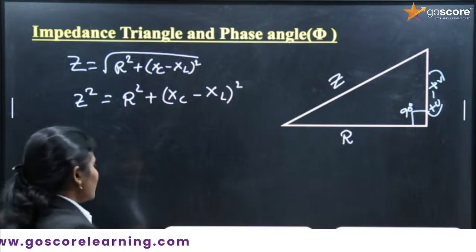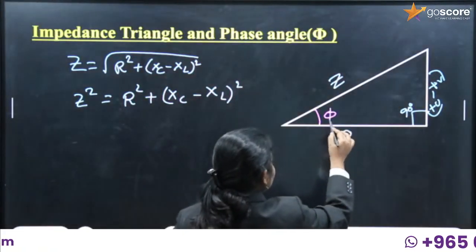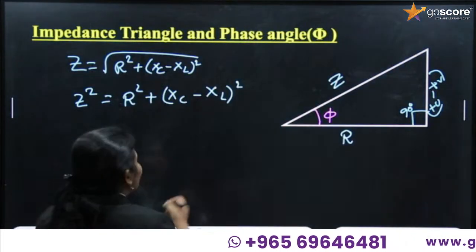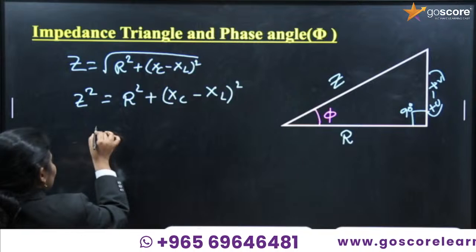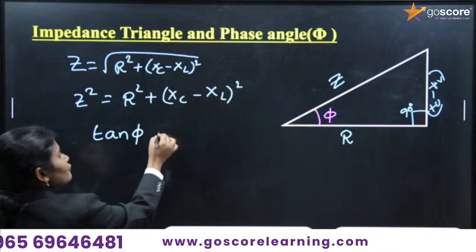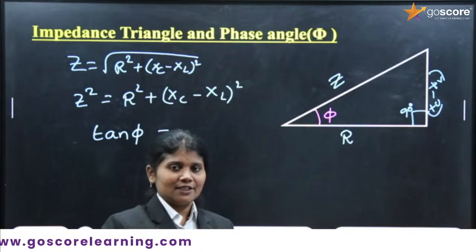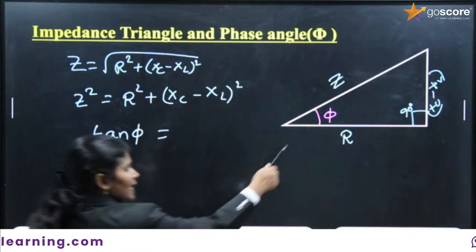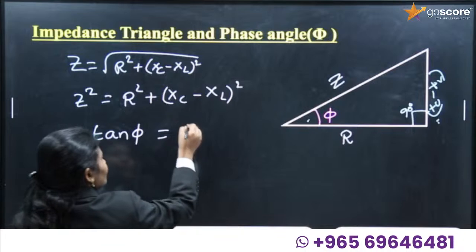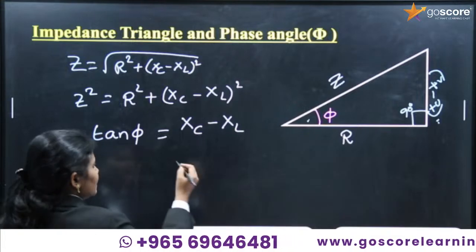Then by using this, what is the phase angle we are considering? Phi. Phase angle is phi. Then what is the power factor here? Tan phi. What is the formula for tan phi? Opposite side by adjacent side. Here what is the opposite side for this angle phi? XC minus XL is the opposite side. What is the adjacent side? Resistor.